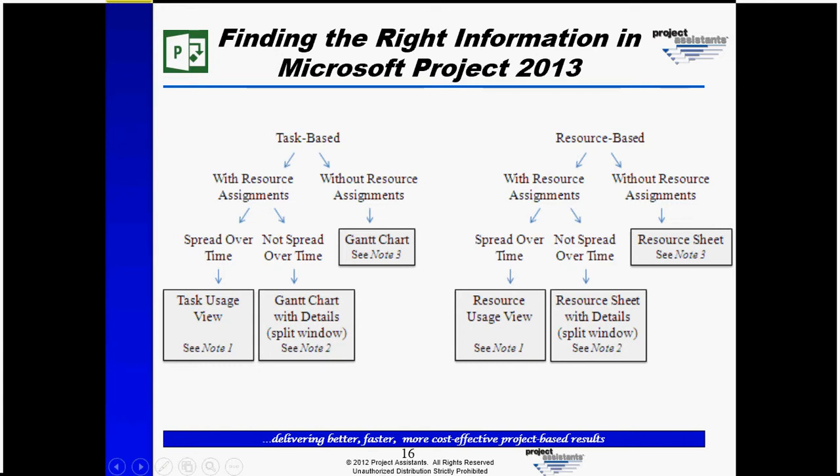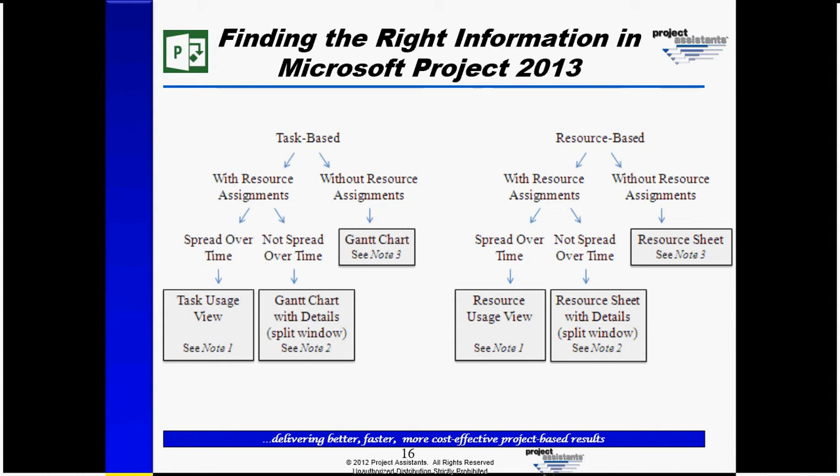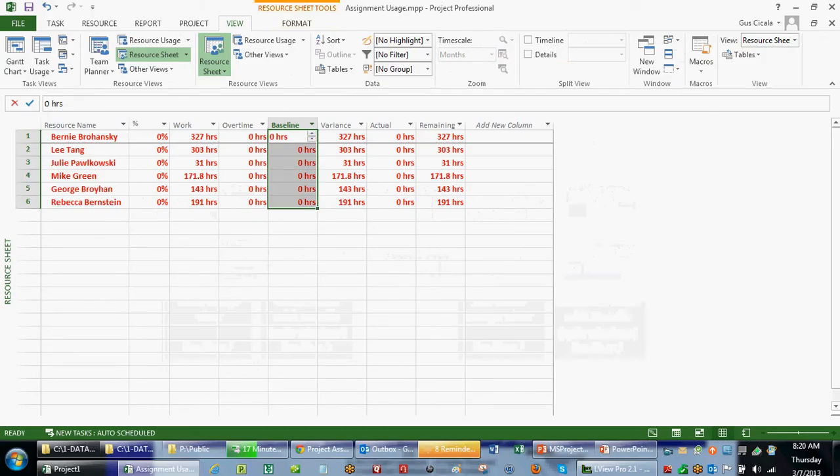In this case, we're going to use the resource sheet with details, and we're going to split the window. We're going to pull up the blind to see what's in the bottom half of the pane. So let's go to Microsoft Project and see how this looks.